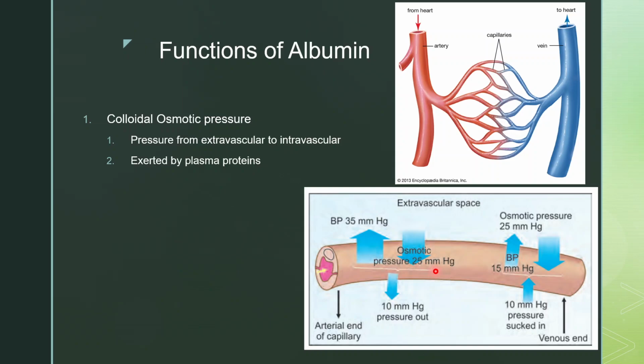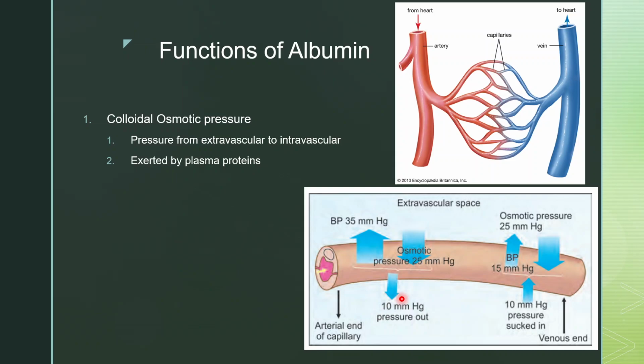So which pressure is more? The blood pressure is more. So as a result, fluid goes into the interstitial space. We have a difference of 10 mm of Hg. So this 10 mm of Hg excess of pressure drives the fluid outside from the intravascular to the extravascular compartment.